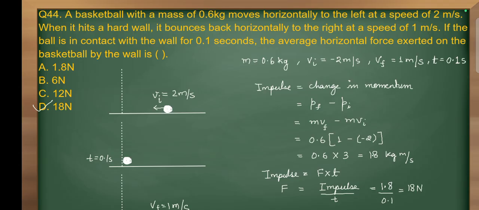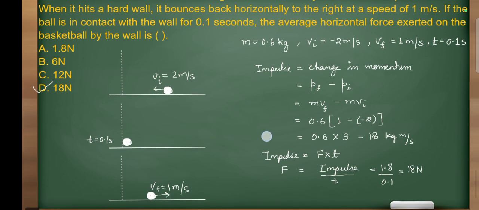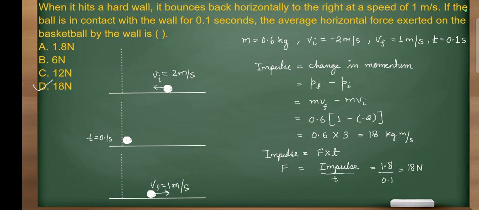So the impulse is equal to change in momentum, that is final momentum minus initial momentum, which is equal to m times final velocity minus m times initial velocity. Then we will put the value of mass, that is 0.6, times final velocity, that is 1, minus initial velocity, that is minus 2, and when we solve this, it will become 1.8 kg meter per second.